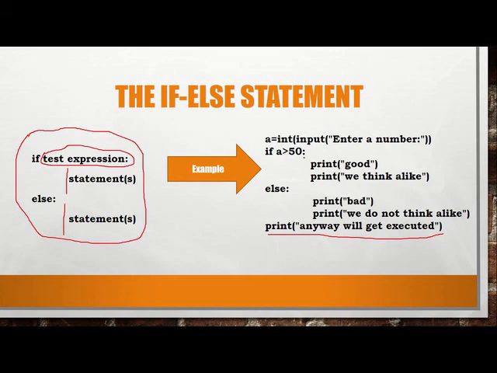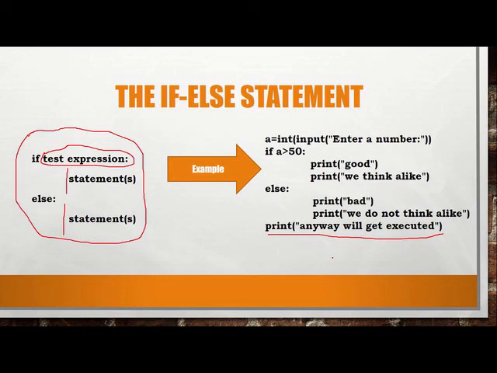Similarly, if this condition is not satisfied, it will directly jump to the else part, it will print bad, we do not think alike, and then again it will execute anyway will get executed. So I believe you can understand that both the if as well as the else block, depending upon the satisfaction or non-satisfaction of the condition, after executing itself, will next execute the first unindented line of code, which means that it does not belong to either if or else. It will anyway get executed.